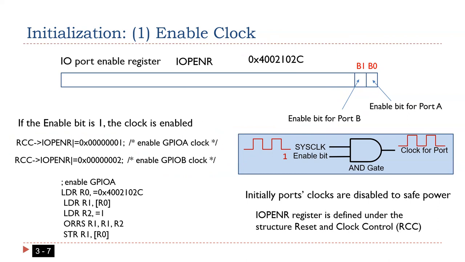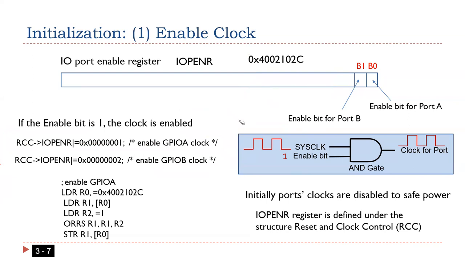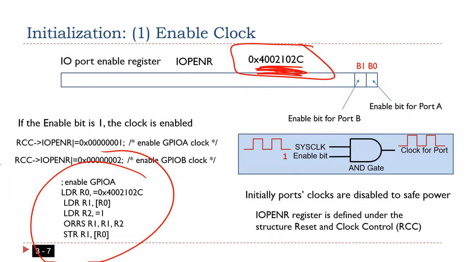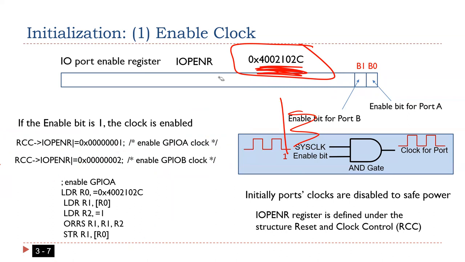So, very easy. Every time you want to use port A or port B, you have to make sure it is enabled. This is number one. If you want to do it in assembly, that's very easy. We have done this one before. You have a memory location, and in this memory location I want to set this bit. All you have to do is put this address in R0, read this one, put one in R2 in order to do OR, and then store it back. It's similar to what we did before.